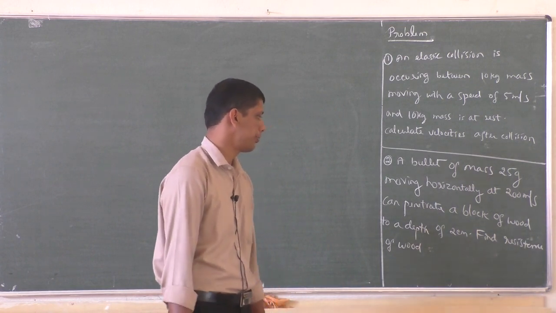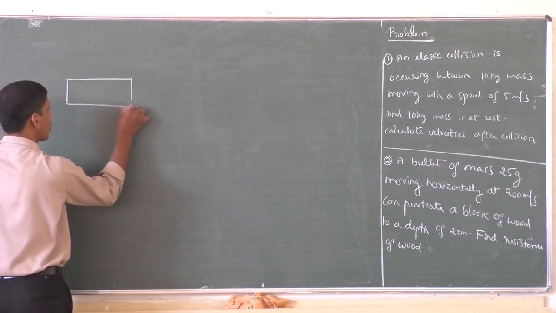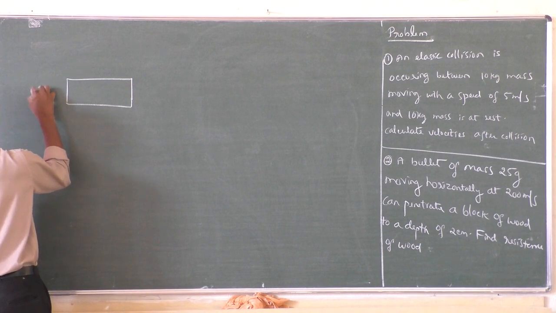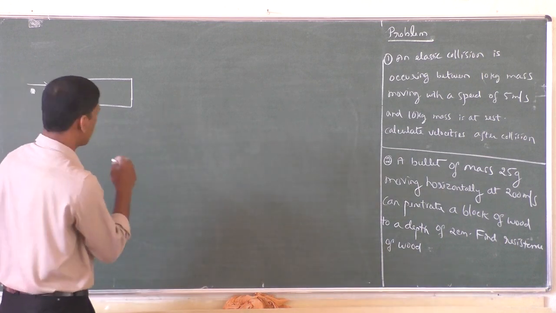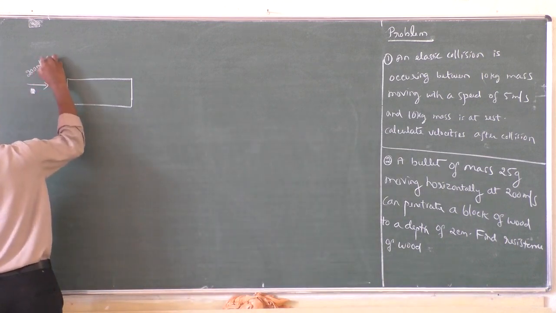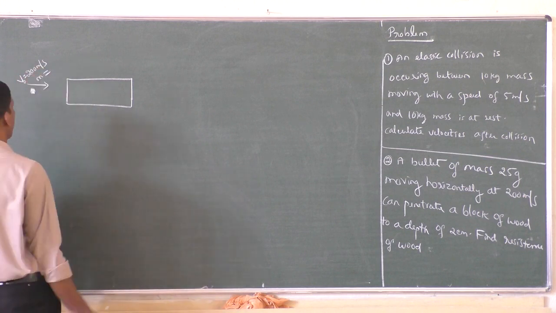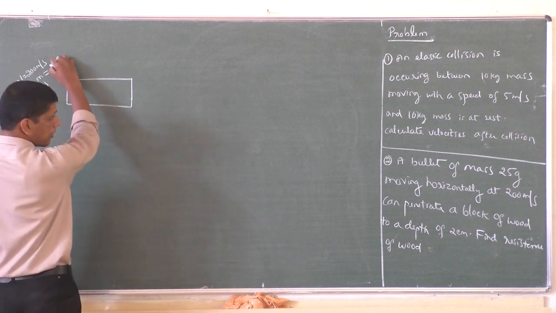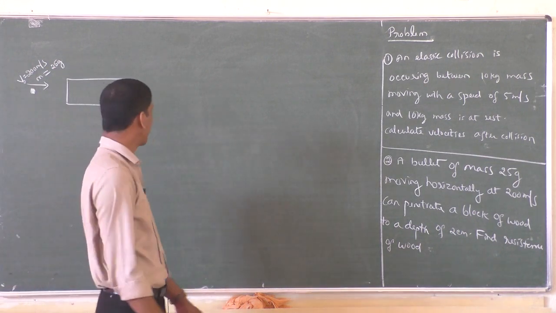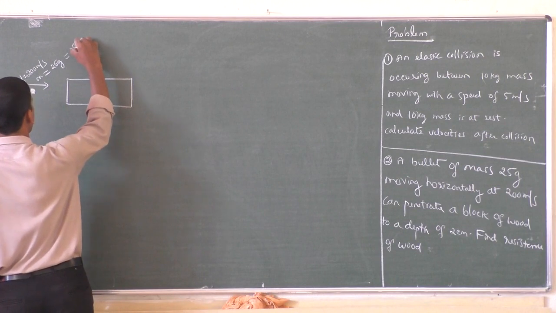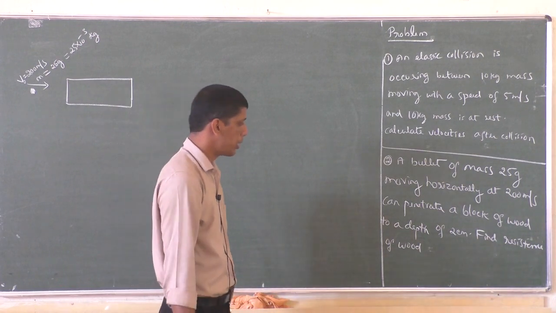Now the block of wood is here. This is one block of wood and the bullet is moving here. The bullet is moving with a velocity of how much? 25 gram, moving with the velocity of 200 meter per second. This is the velocity of the bullet, the initial velocity, and the mass of the bullet is given. Mass of the bullet is 25 gram. We have to convert 25 gram into kg, that is 25 into 10 to the power minus 3 kg. Okay, it can penetrate a block of wood to a depth of 2 centimeter.